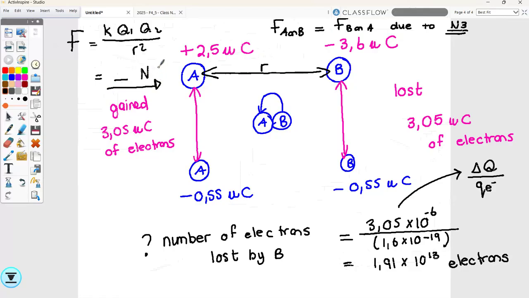And this would be left or right, depending on which object it would be. So the force of A on B would be on B. B is being pulled to the right. So A on B would be right. B on A would be left.